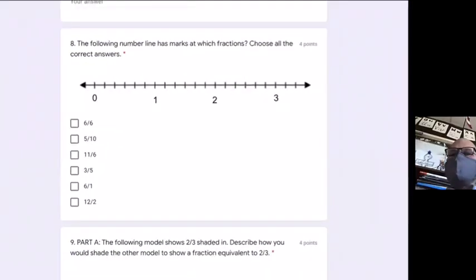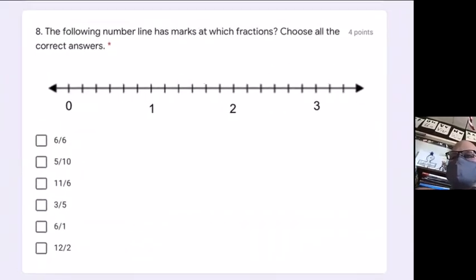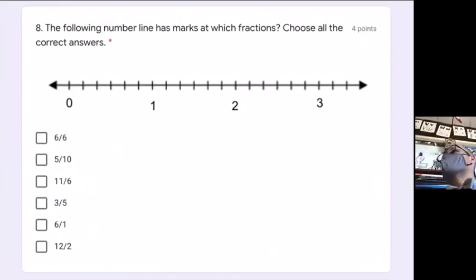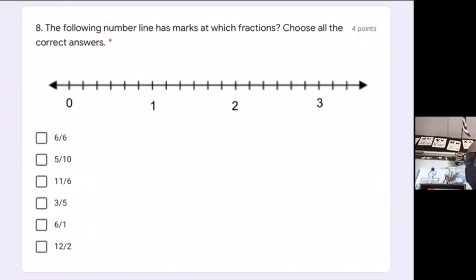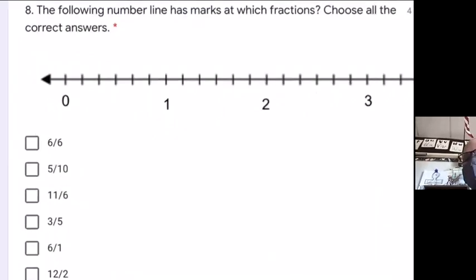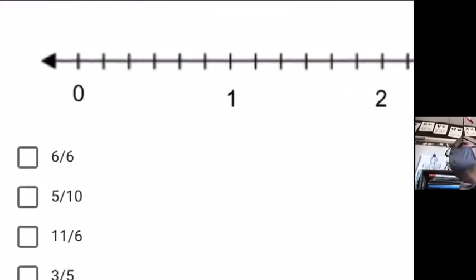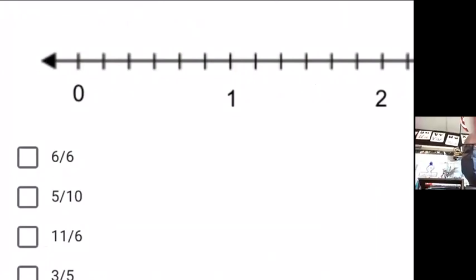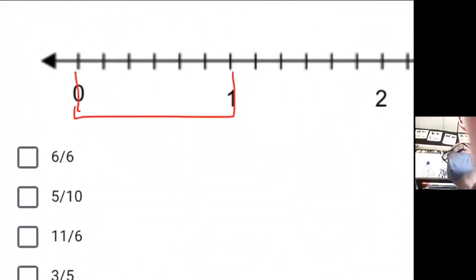The following number line has marks at which fractions? Choose all the correct answers. Now, for this one, quite a few of you were struggling a little bit. Well, look at the number line and decide what is going to be the denominator for any fraction on this line. The denominator means you're going to count the number of sections between 0 and 1, okay? How much is one whole broken up?